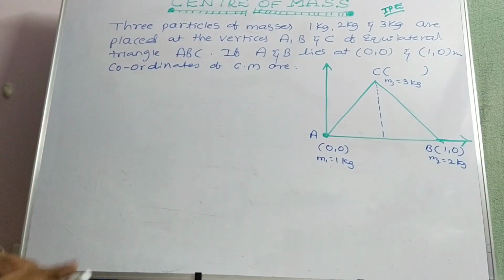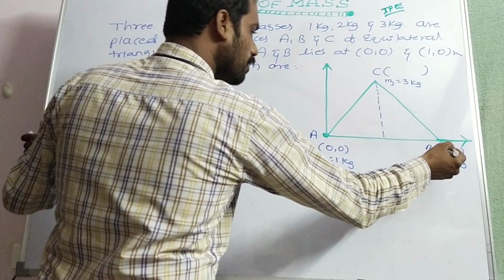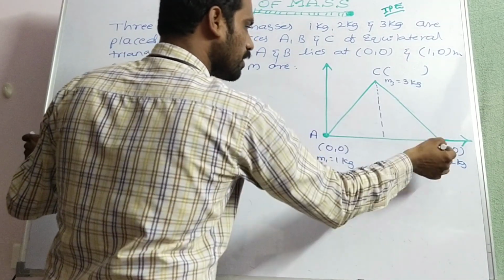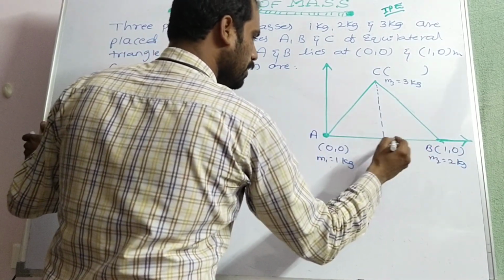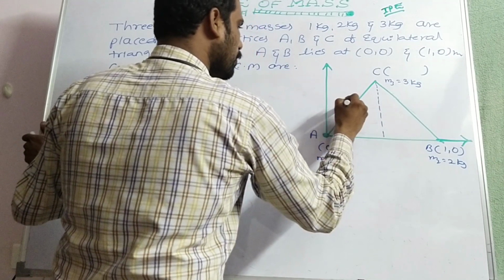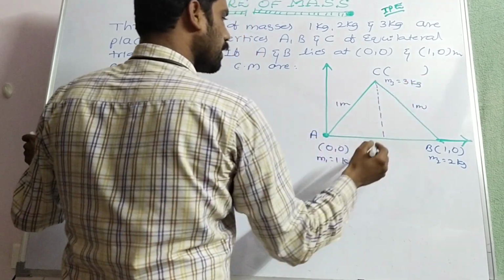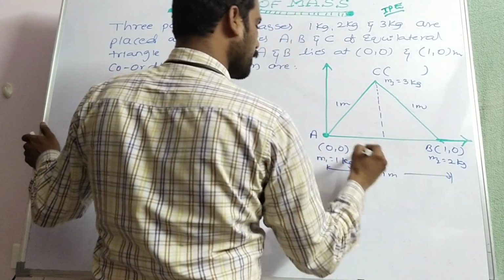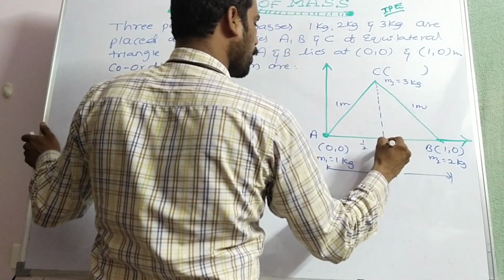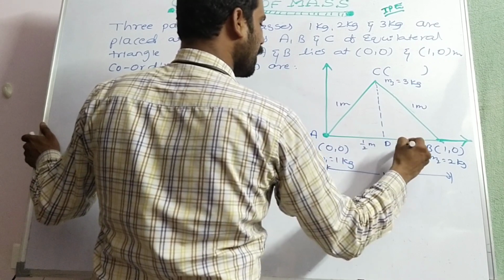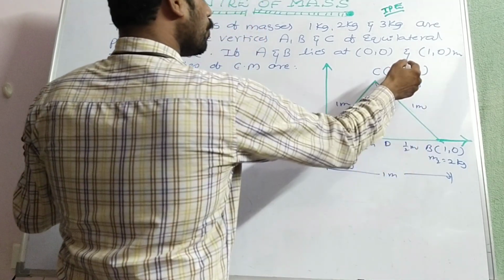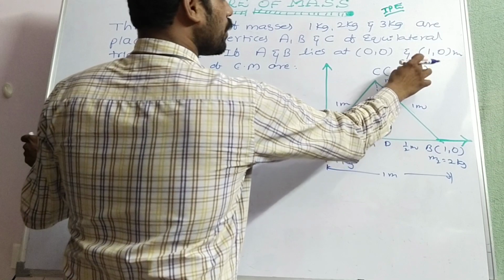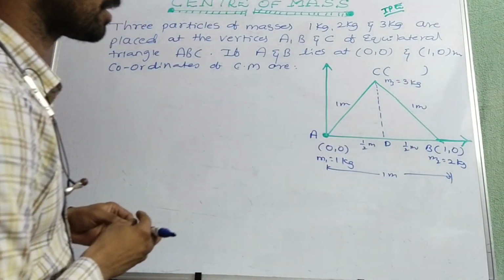Here, from A to B, (1, 0) is given, so the side will be 1 meter. Each side will be 1 meter, and the complete distance between A and B is 1 meter. Then let us consider the point D, with half a meter on each side. By finding these coordinates, we can easily find the coordinate system.